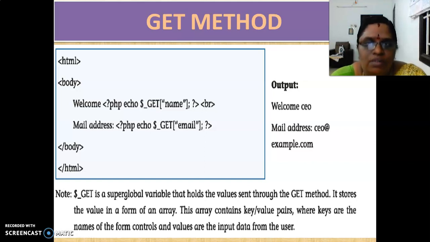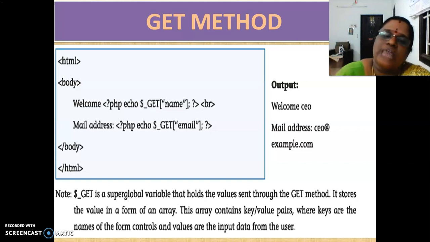Got it, children? So the general name given in the form is the key and what the user types comes as the value. So it is stored in an array. So this $_GET is a super global variable that holds the values sent through the get method. It stores the value in the form of an array. This array contains key value pairs where keys are the names of the form controls and values are the input data from the user.